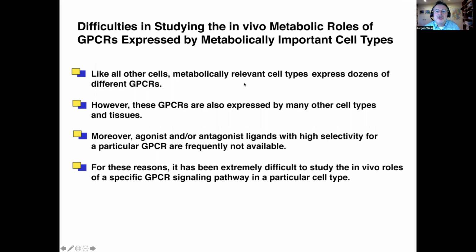Like all other cells, metabolically relevant cell types express dozens of different GPCRs. However, the individual GPCRs are also expressed by many other cell types and tissues. Moreover, ligands with high selectivity for a particular GPCR are frequently not available. For this reason, it has been extremely difficult to explore the in vivo roles of a specific GPCR or a specific GPCR signaling pathway in a particular cell type.